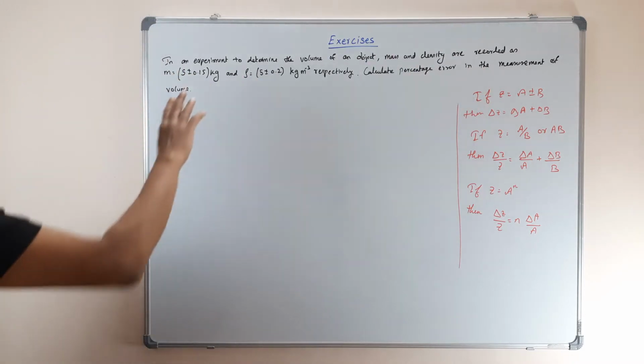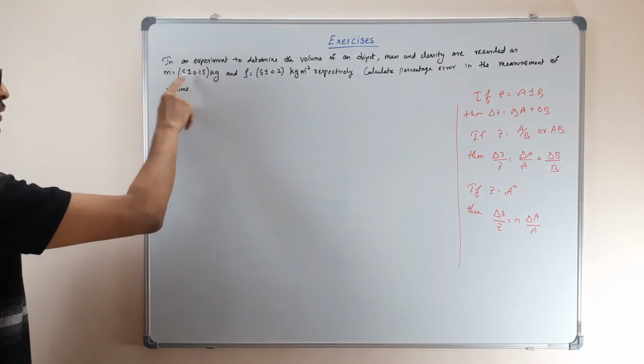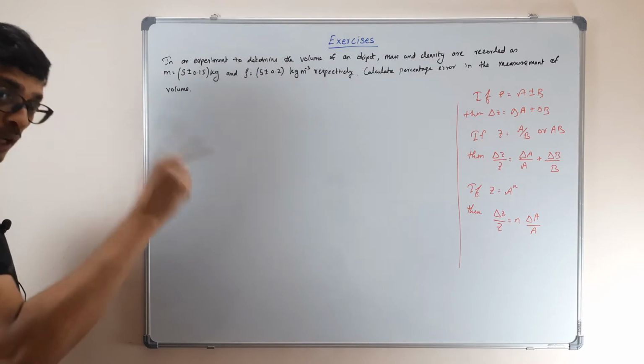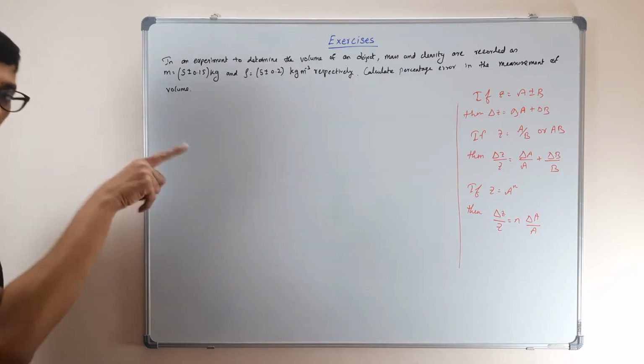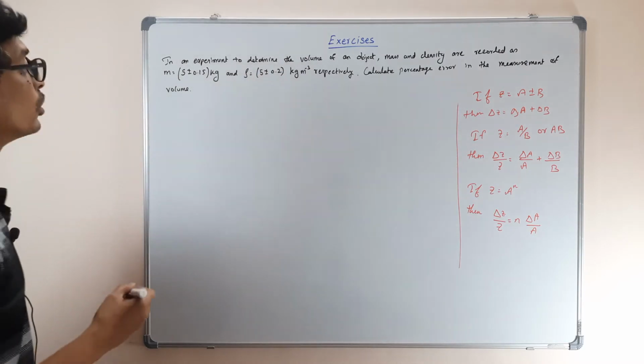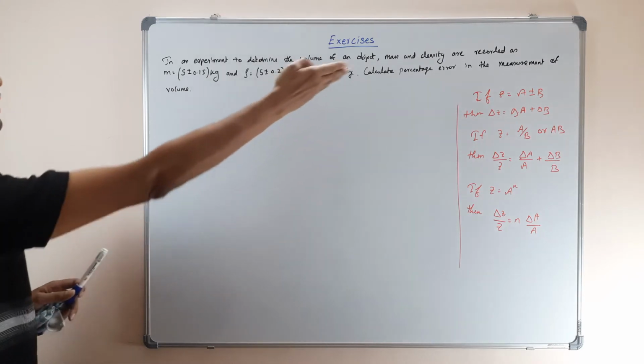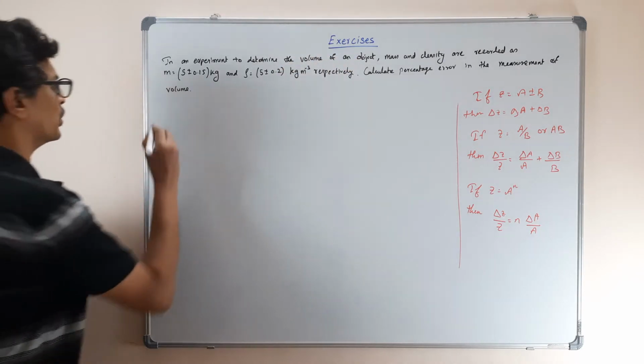This is not mentioned in the book, but you should remember for the exam: if by chance they give a different unit, the first step is to get them in the same unit, and only then find out the error. So calculate the percentage error in the measurement of volume. This is very simple.